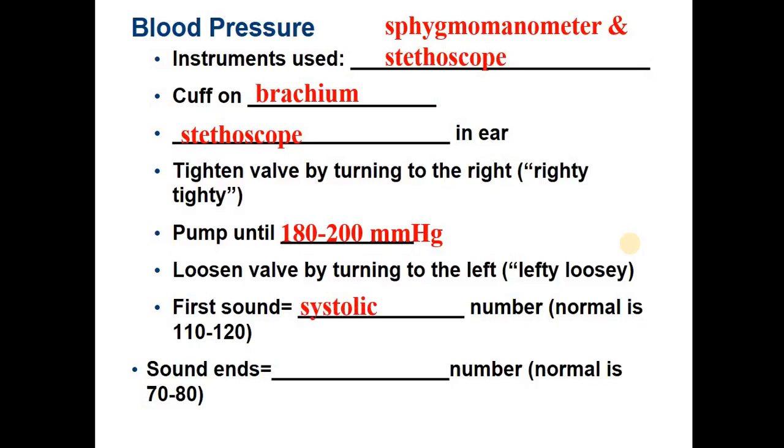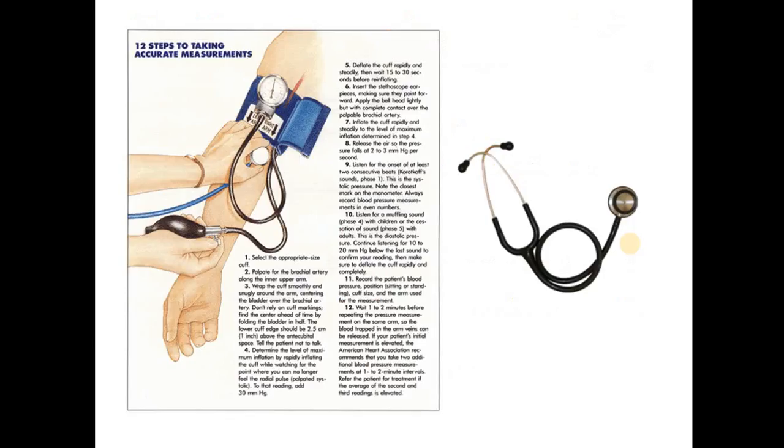The first sound you hear is your systolic number when taking blood pressure, of course. In other words, that is the top number. And the last sound you hear is your diastolic number, and that goes on the bottom. 110 to 120 is normal for systolic. 70 to 80 for your diastolic number is a good number for the bottom. So here's a picture of a blood pressure cuff or a sphygmomanometer, as well as a stethoscope.